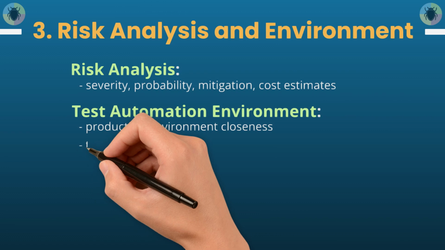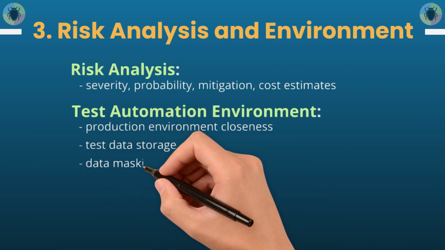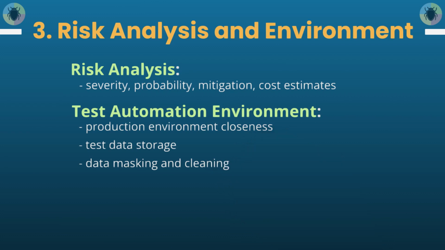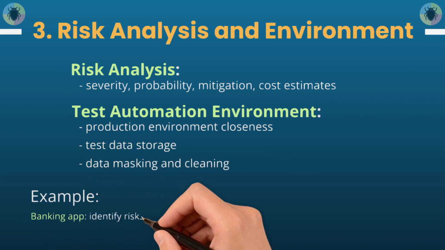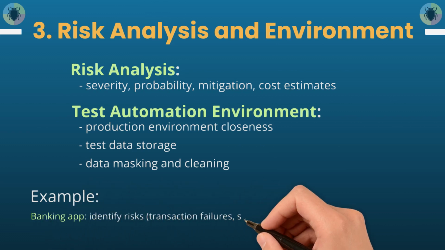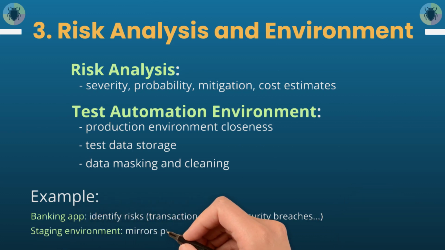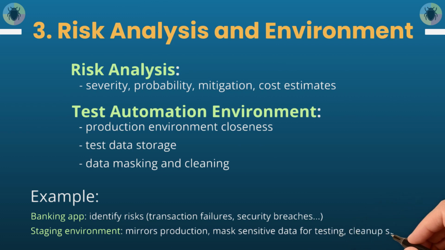Plan where to store test data, decide if you can use production data, masked if necessary, and determine if test cases should clean up data after use. Example: for a banking app, identify risks like transaction failures or security breaches. Use a staging environment that mirrors production and masks sensitive data for testing. Implement cleanup scripts to reset data after test runs.